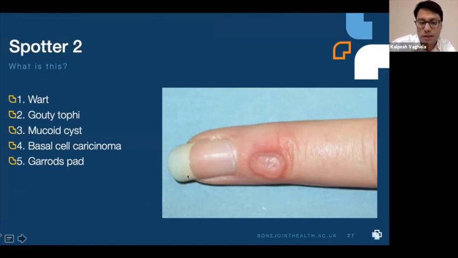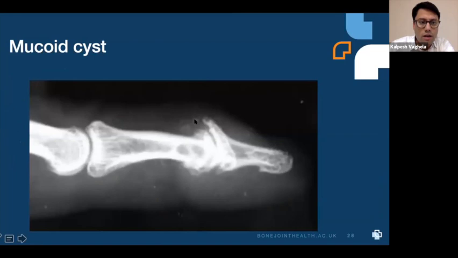Yeah, great. It's a classic DIPJ mucoid cyst, and I'm really pleased that nobody said it was a wart. So a mucoid cyst is essentially a little ganglion of the DIPJ, and really what it's caused by is an underlying arthritis of the distal interphalangeal joint. And classically, what you get is a spicular bone, which then protrudes and causes a weakness in the capsule and allows some of the synovial fluid to leak out, usually to one side of the extensor tendon. So it's a very common condition.